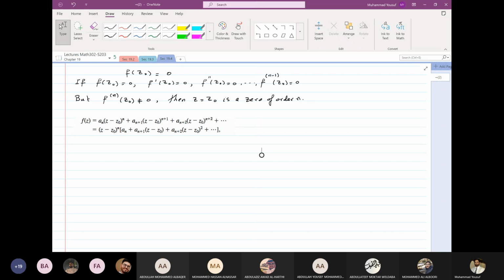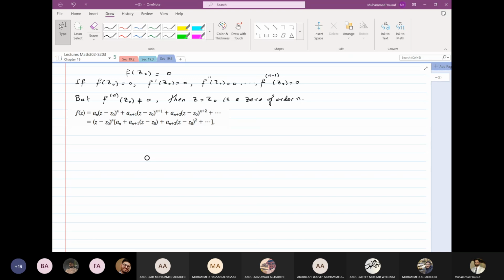So this series, in which there is no principal part, but here is analytic part, and analytic part is starting from z minus z naught power n. Therefore, we say that z equal to z naught is a 0 of order n, because when we replace z equal to z naught, f of z naught will be equal to 0.